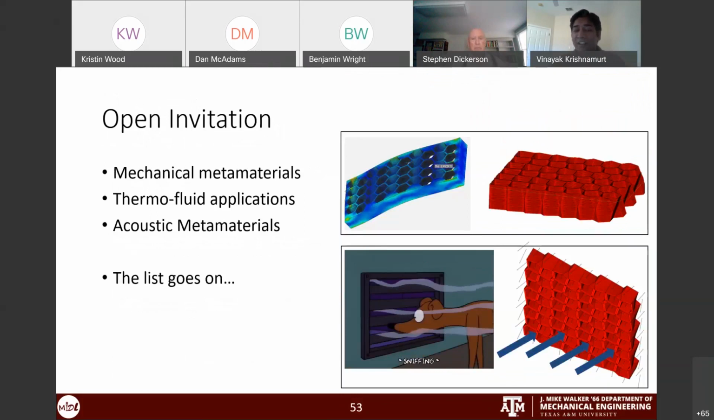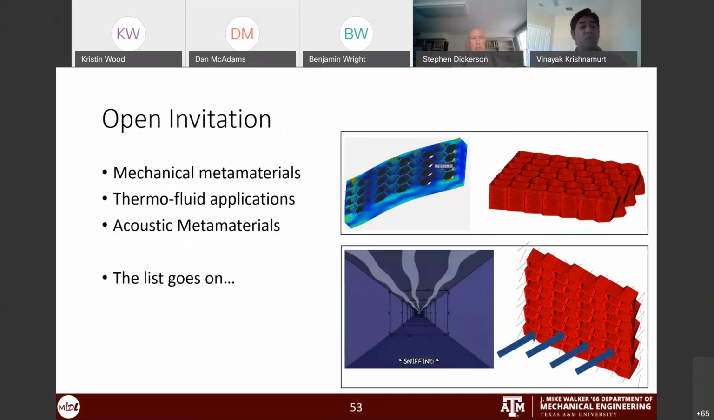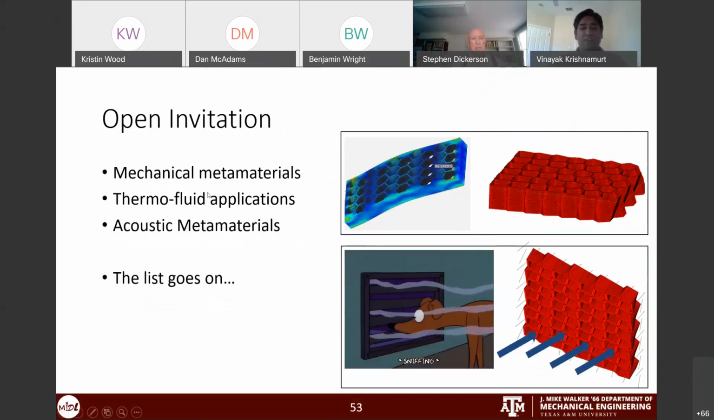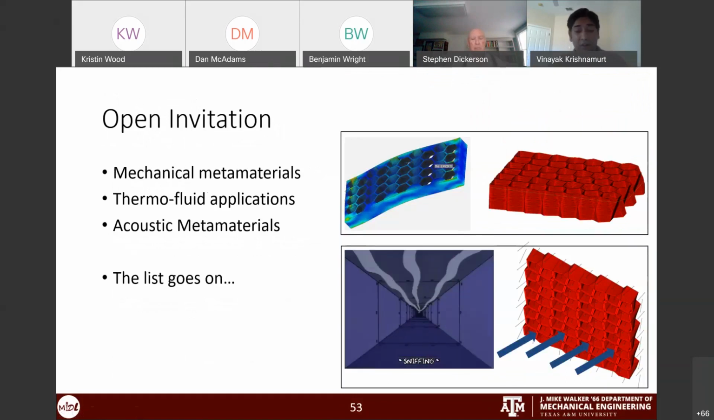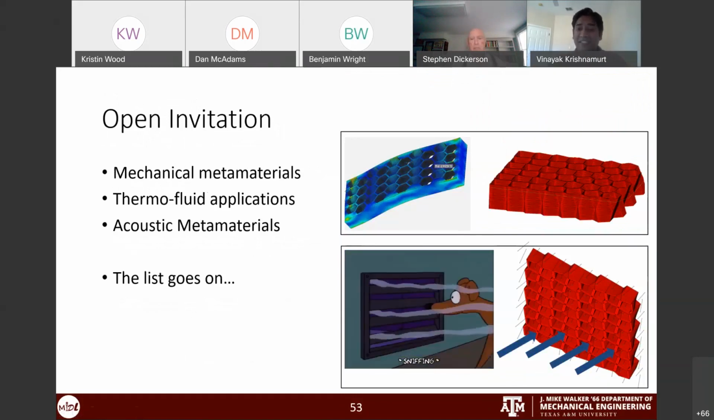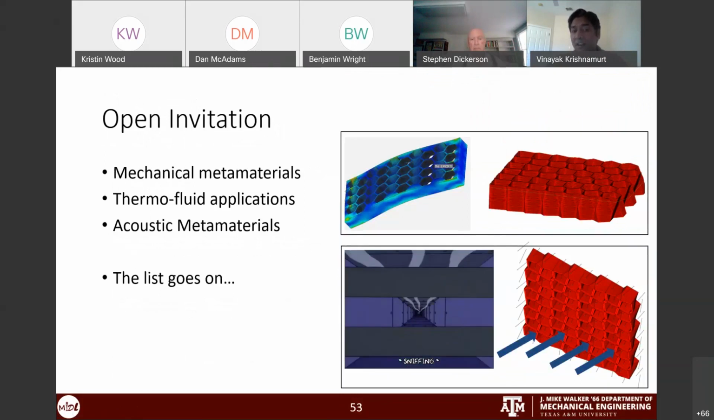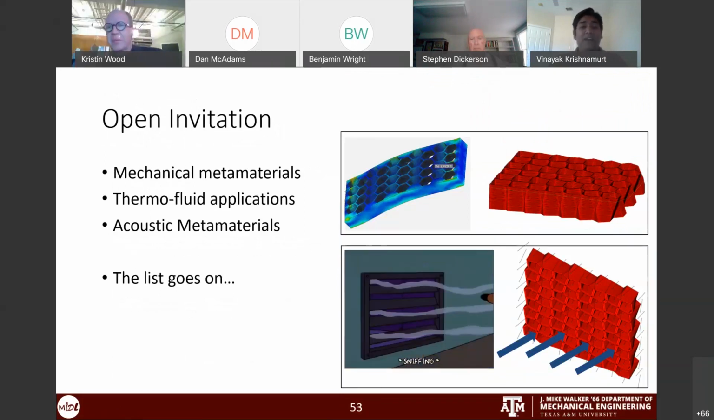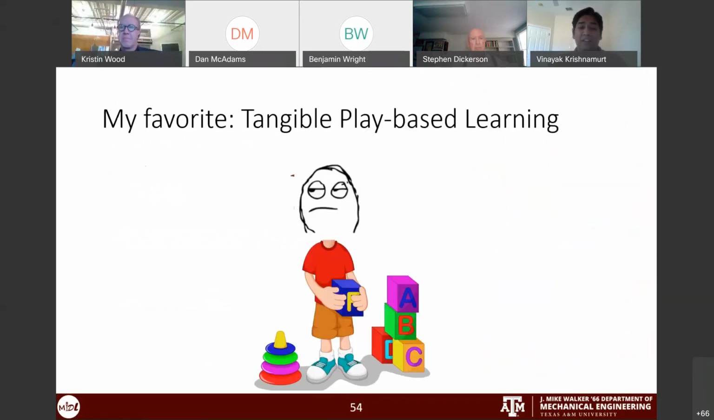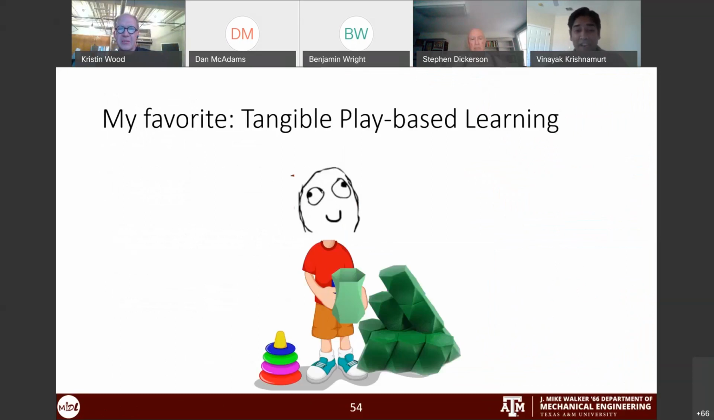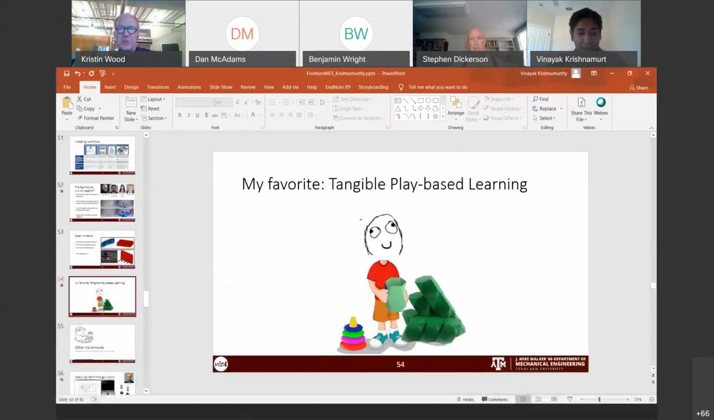So this is an open invitation to all people who do anything in metamaterials, thermofluids, or acoustics to talk to me and see if we can do some interesting applications for partitive solid geometry. My favorite one is education. It's a joy to watch my son play with some of these 3D printed shapes that I bring home. So I think that this could be a very interesting future direction as well.